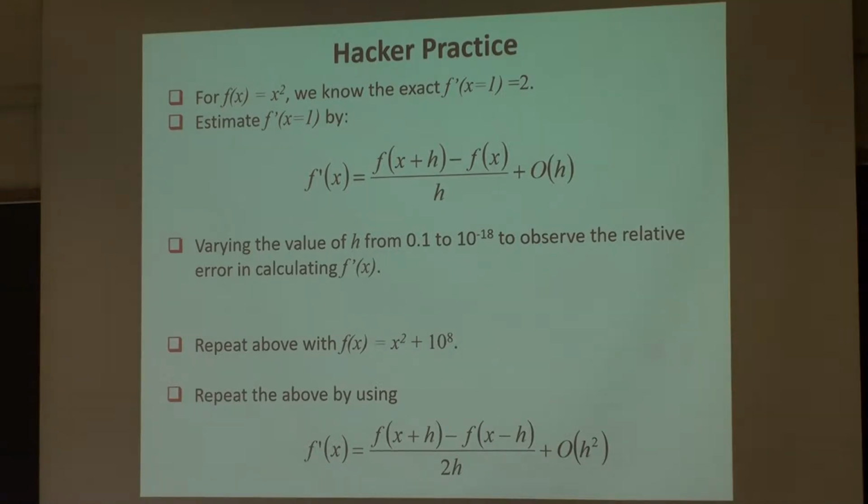The purpose of this practice is to show you how a local perturbation of H to estimate the slope or the margin has this behavior: when you decrease H, you improve the estimate, because this is order H. But simultaneously, when H becomes too small, for some functions, the round-off error will catch up. I want to make sure that everyone understands this.